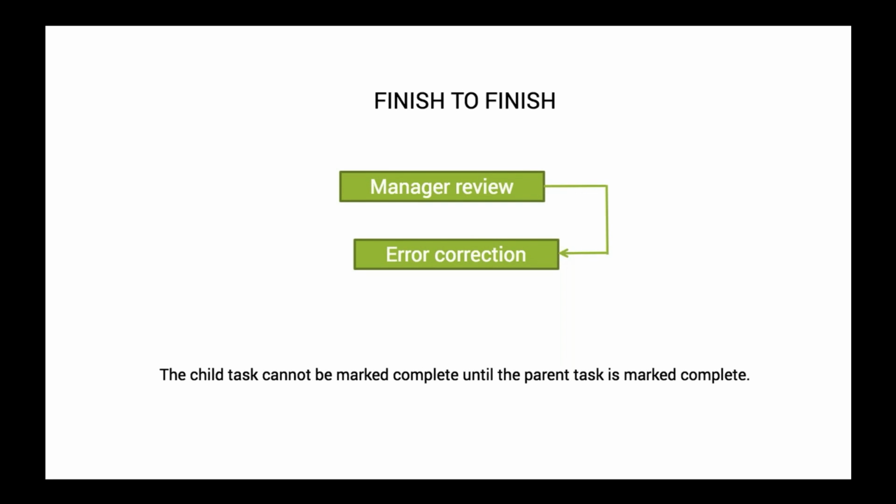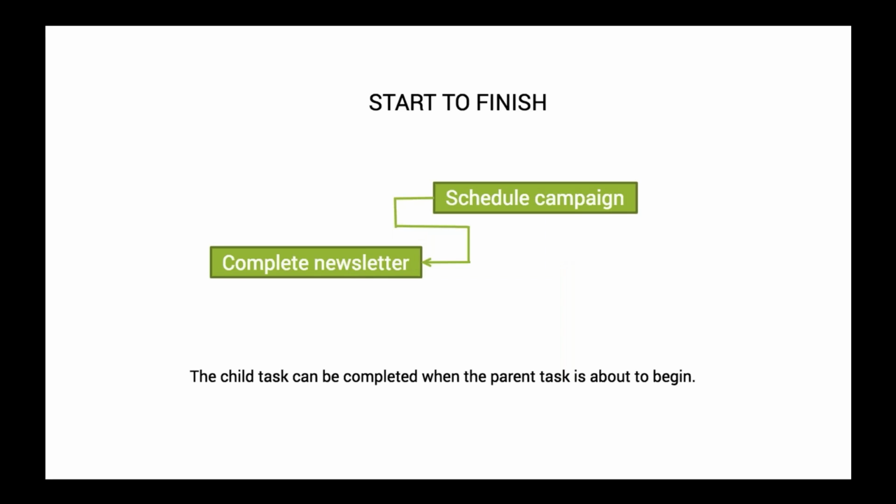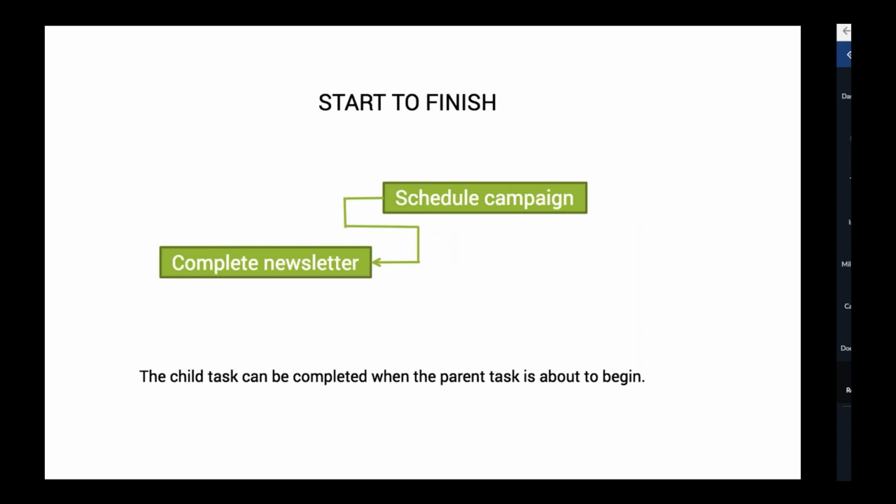The finish to finish dependency, in this, the child task cannot be marked complete unless the parent task is marked complete. And lastly, the start to finish dependency. In this, the child task can be completed when the parent task is about to begin, or the parent task has to begin for the dependent task to be completed. Okay, so these are the 4 different kinds of dependencies that we support in Zoho Projects. Now I'm going to show you how to set up these dependencies.